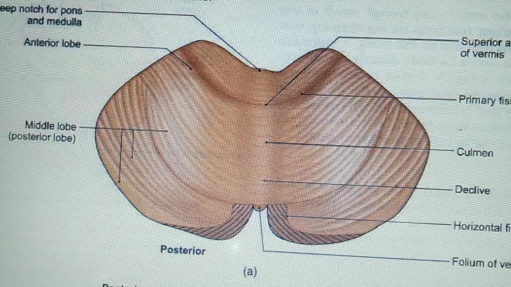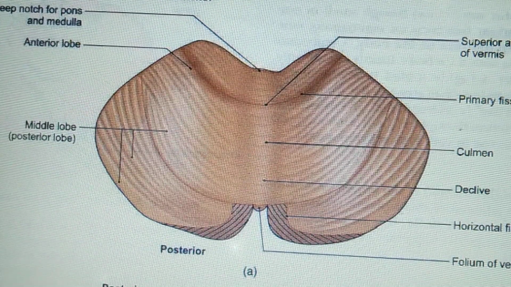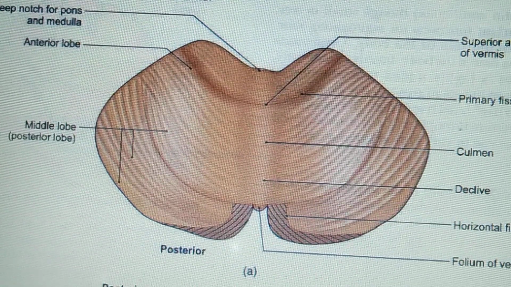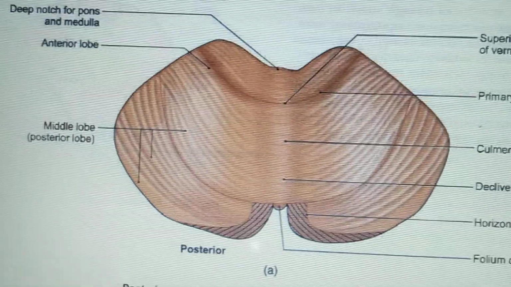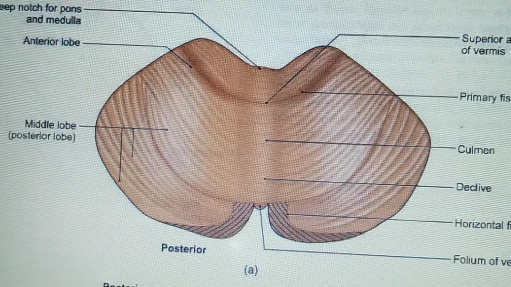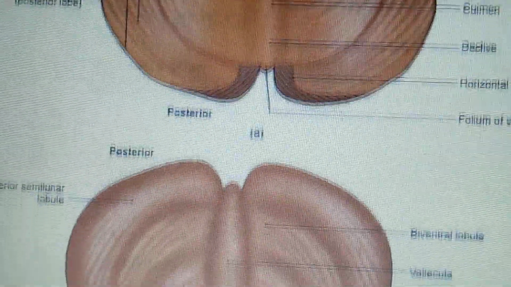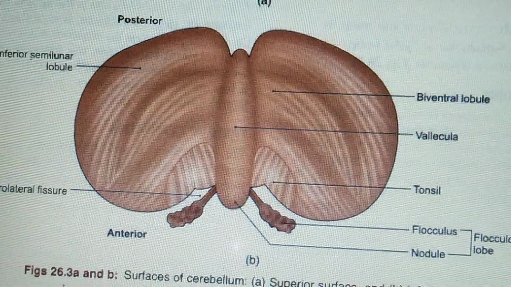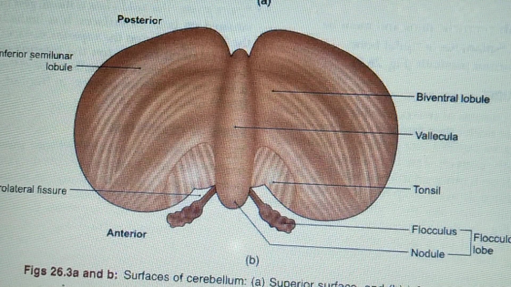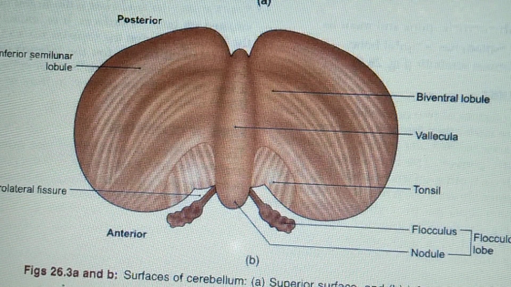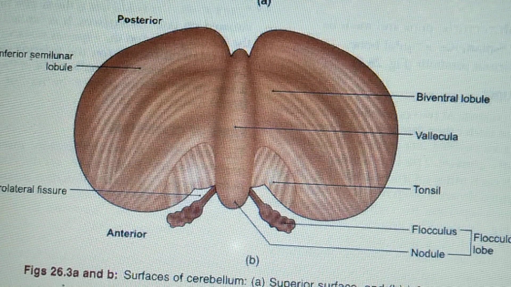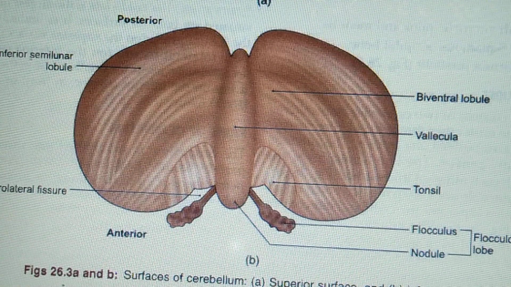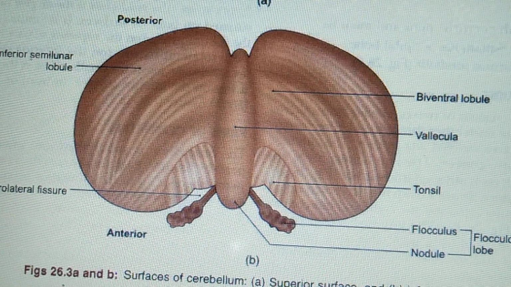The superior surface is convex. The two hemispheres are continuous with each other on this surface. The inferior surface shows a deep median notch which is called the vallecula. You can see it in another diagram, this one. This is the vallecula, which separates the right and the left hemispheres.